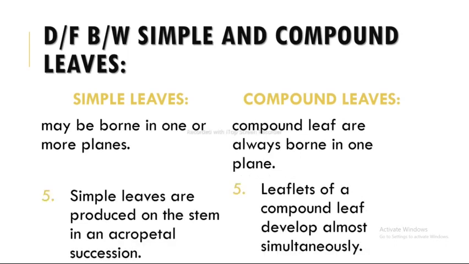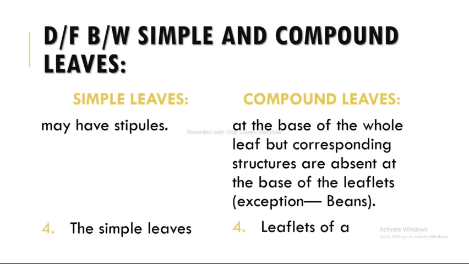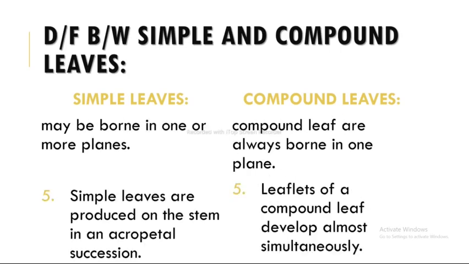Simple leaves may be borne in one or more planes, but in compound leaves, the leaflets are always borne in one plane. Simple leaves are produced on the stem in acropetal succession. On the other hand, in compound leaves, the leaflets develop almost simultaneously.